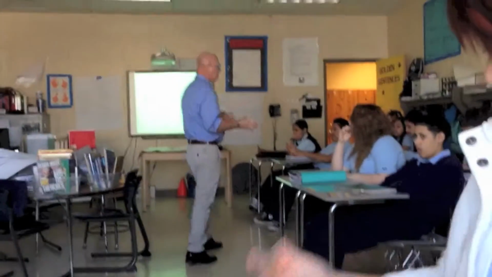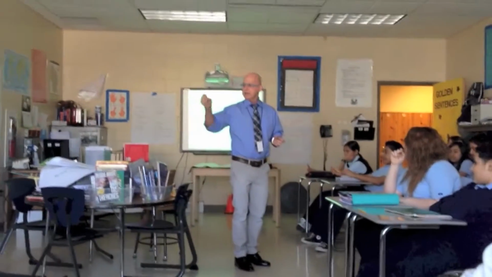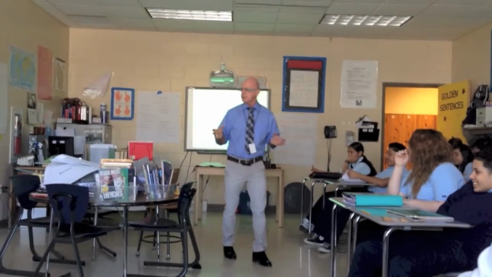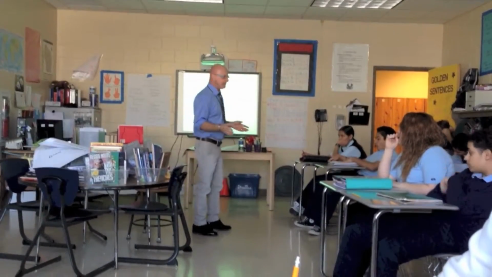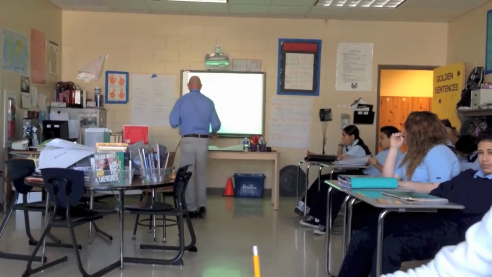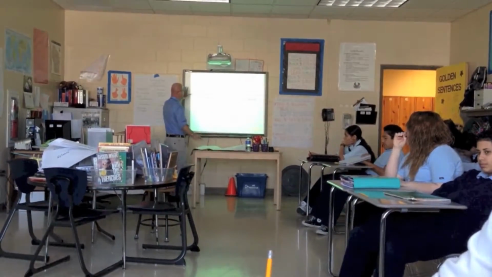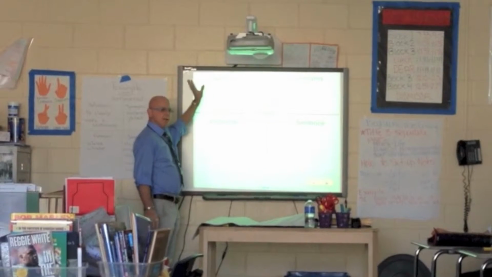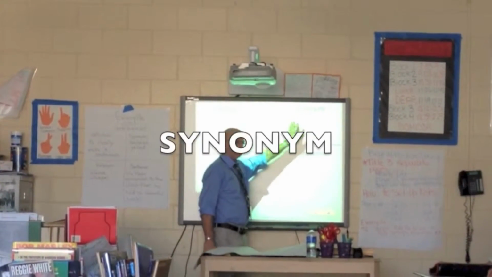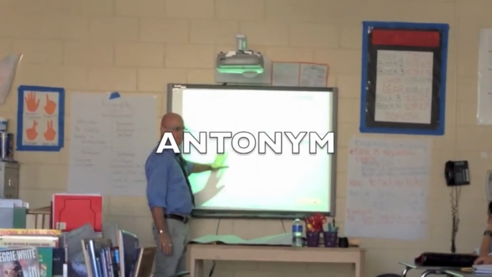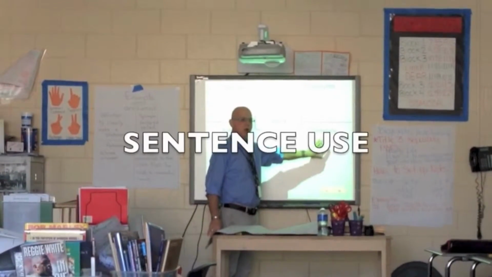And we know that we are successful when we can explain the 4 squares to the class and we're able to use our new words. And again, if you look up here, here are the 4 squares. This one, definition, synonym, antonym, and using the new word in a sentence.